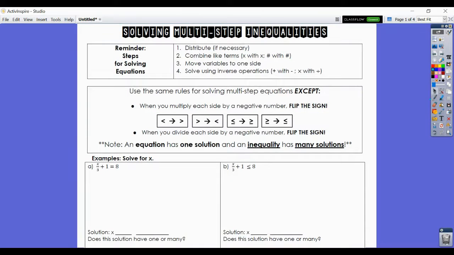In today's lesson, we're going to learn how to solve multi-step inequalities. They follow the same rules as solving equations, except when you multiply each side by a negative number, you must flip the sign. So if you have a less than, you switch to a greater, greater, you switch to a less. When you divide each side by a negative number, you also have to flip the sign as well. Another important difference is that an equation has one solution and an inequality has many solutions, as stated right here.